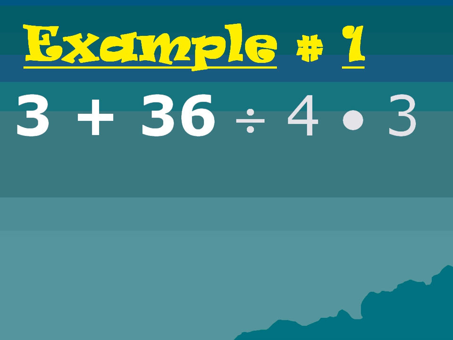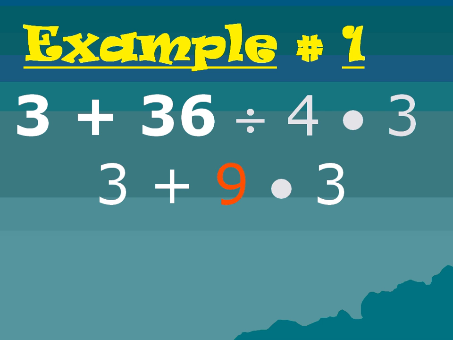My first example problem: 3 plus 36 divided by 4 times 3. You go through all the steps starting at the top. If the step does not exist, you skip it and you move down. So there are no parentheses, so I move to the next step. Next step's exponents. There are none. So then I go to the next step, which is multiplying and dividing. I go from left to right. From left to right, the first multiplication or division symbol I see is surrounded by a 36 and a 4, and that's a division symbol. So the first thing I need to do is 36 divided by 4, which comes out to be 9.